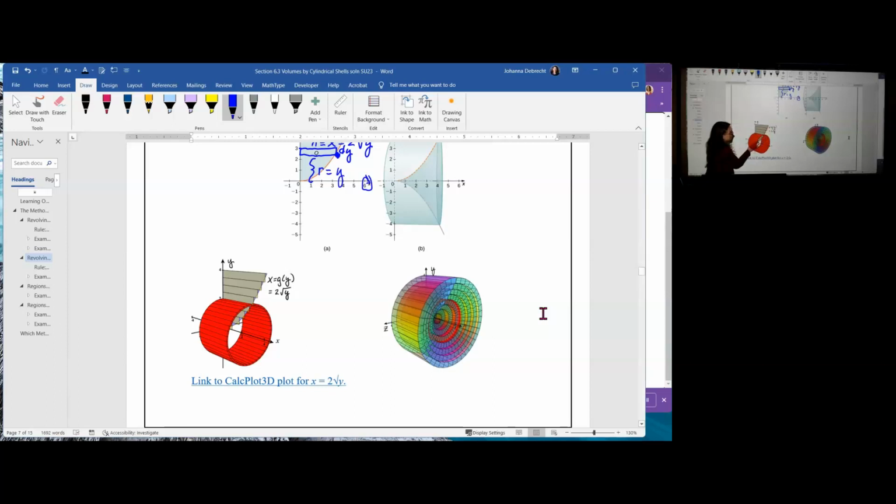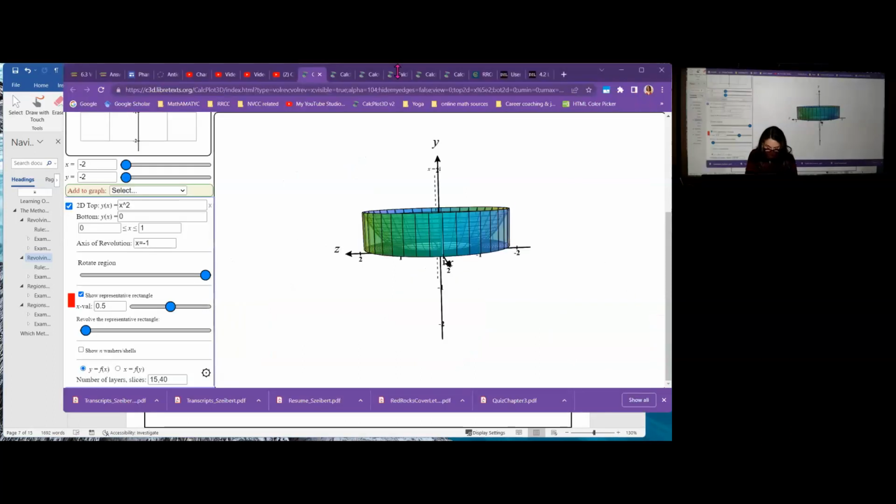Again, this curve right here is the function x, which is equal to a function of y, equal to 2 times the square root of y. When we look at this picture, the radius is the y value measured from the x-axis to the point where the rectangle intersects the curve. And the height of that shell is given by the length of the rectangle, which corresponds to x, which we re-represent as 2 times the square root of y. And you can see on the right what it looks like when we revolve it. Let's take a look at that one now.